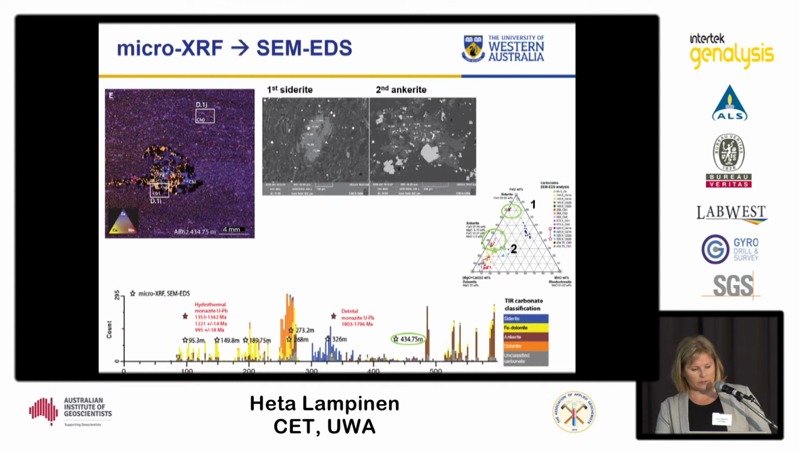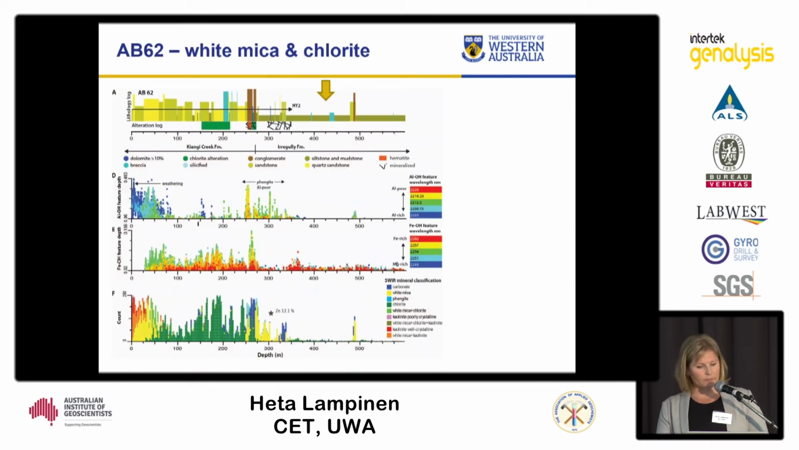However, okay, so this is showing we're moving into the white mica and chlorite. As I said, this drill core is very altered. However, the sequences from the conglomerate to the most altered lower arkose have this phengitic alteration there in the middle.